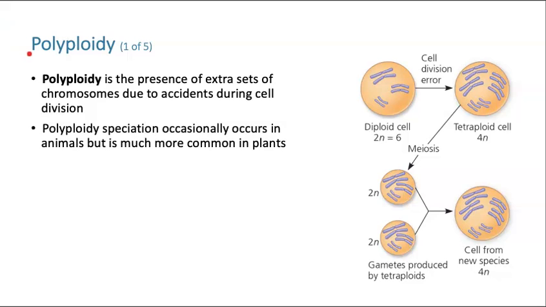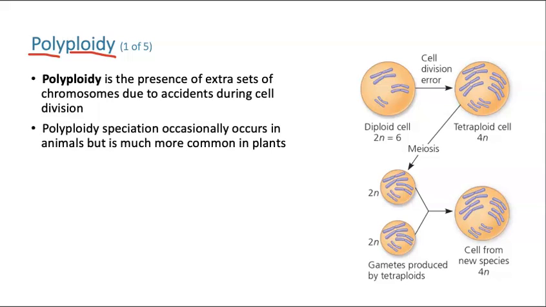Poly means many, right? And ploidy, that's about chromosome number. So one way that you can have sympatric speciation is by having a mutation where the chromosome number changes. Basically, polyploidy is the presence of extra sets, not just individual chromosomes, but extra sets of chromosomes due to accidents during cell division. So we're going to be talking about cell division here. We're going to be talking about mutation, and of course that gets complicated.